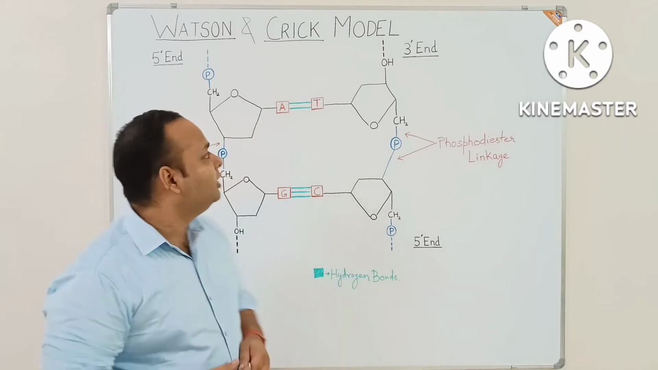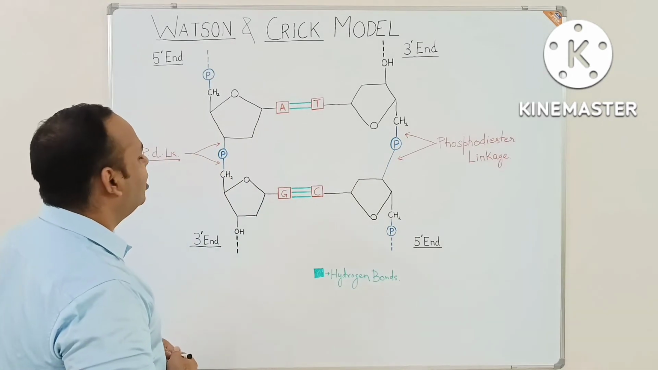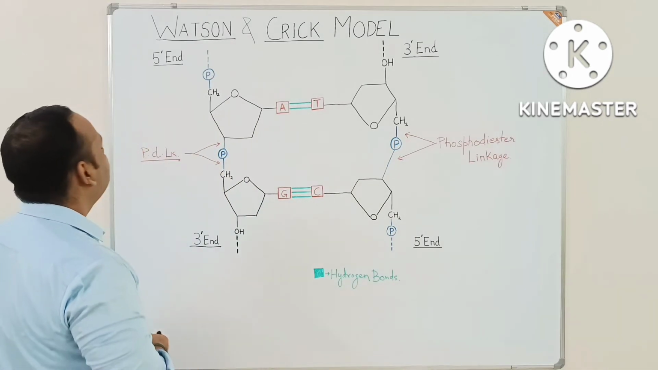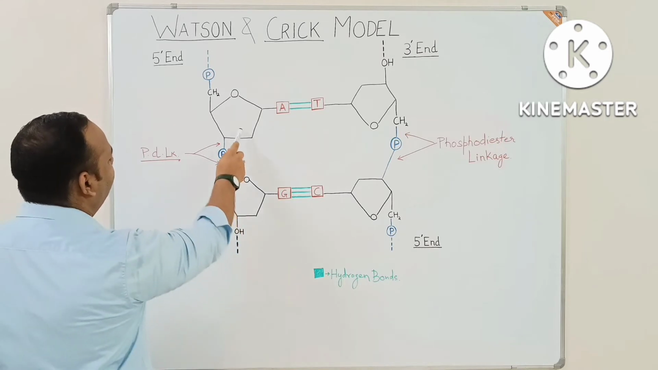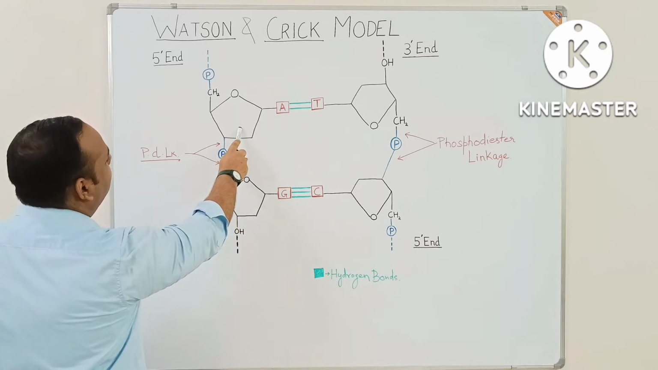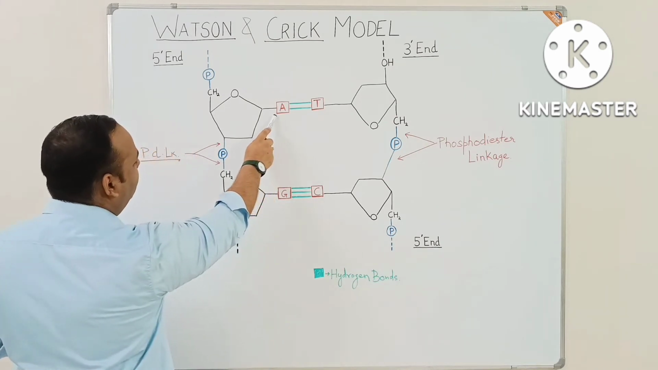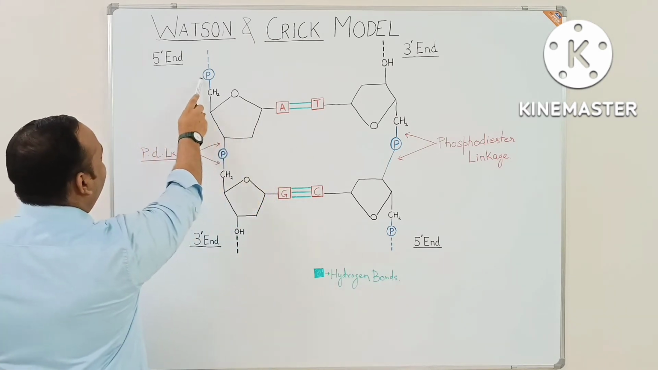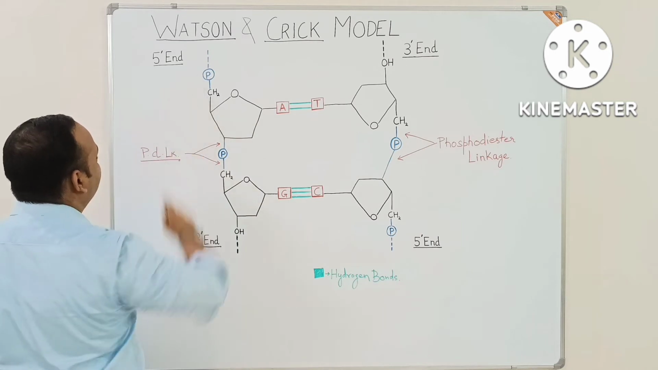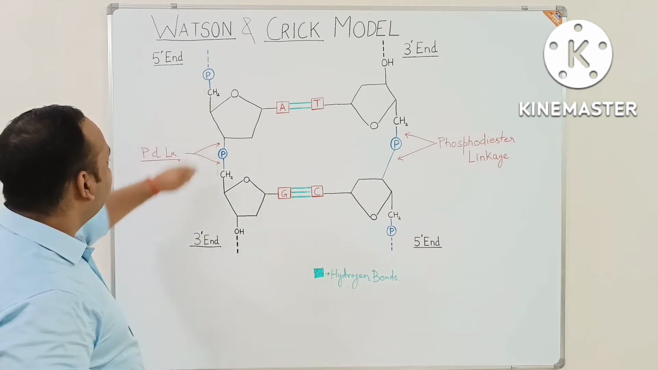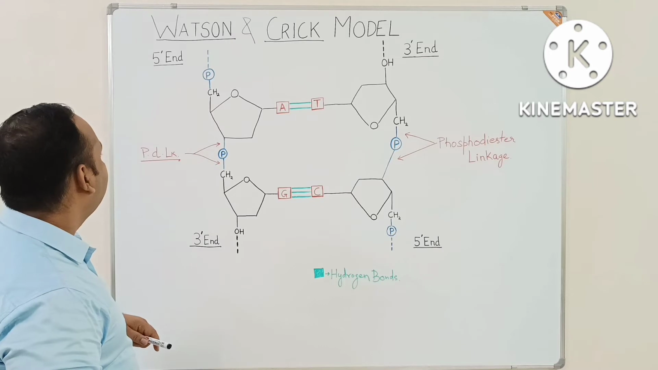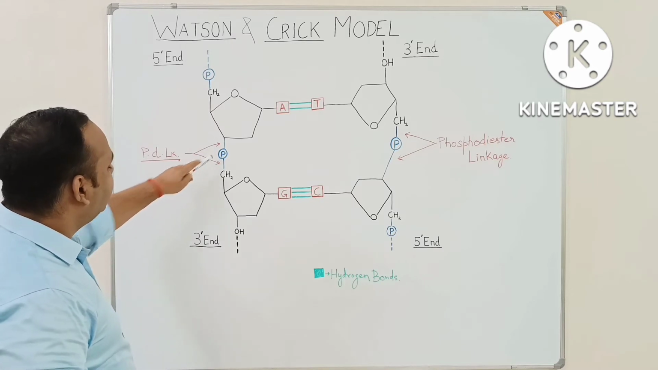Summarizing the previously discussed content, we have a portion of a DNA double helix here. As we can see, we have a 5-carbon pentose sugar here, from which nucleotides are formed by attachment of a nitrogen base here at the first carbon and a phosphate group here at the 5th carbon. These nucleotide units are connected together with the help of phosphodiester linkage.